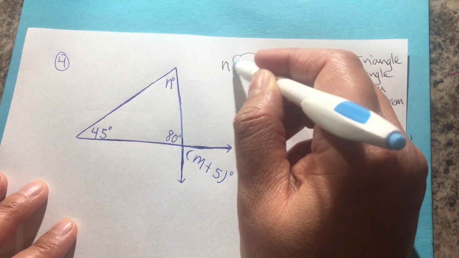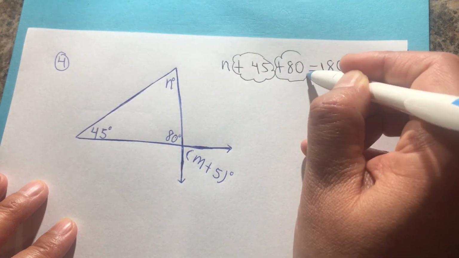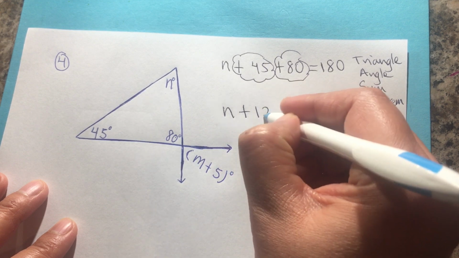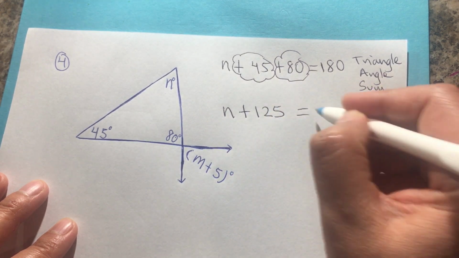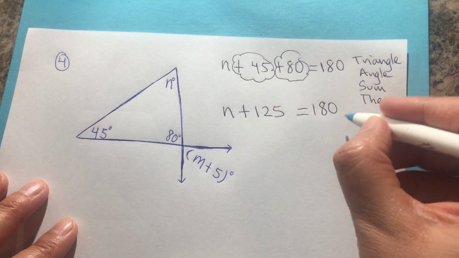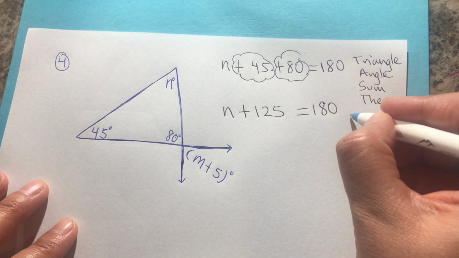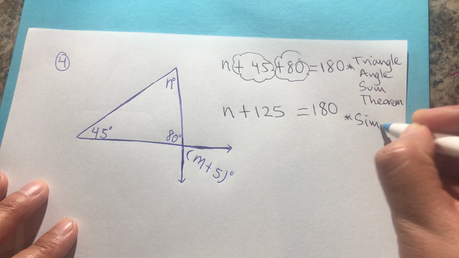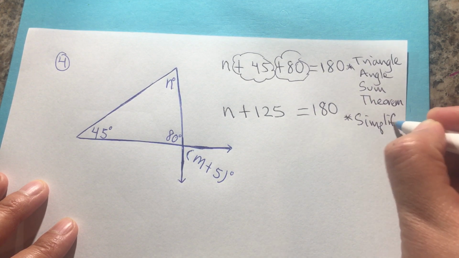We combine like terms, so we get n plus 125 equals 180. And that's, you can call it again simplified. That's the second step that we did, right? Simplify, not simply, simplify.